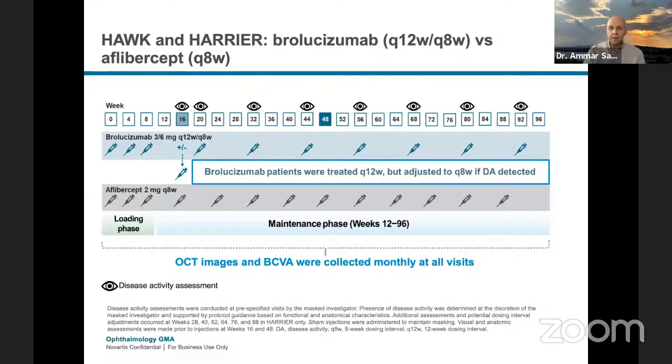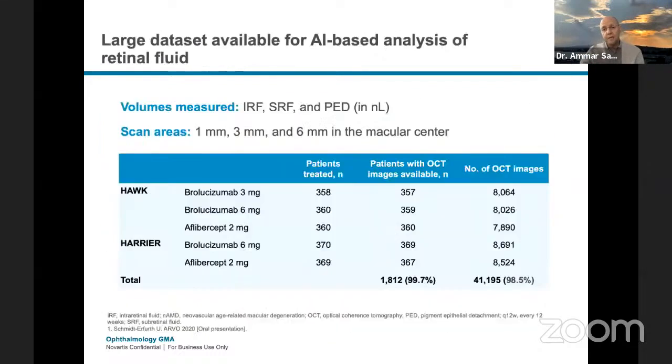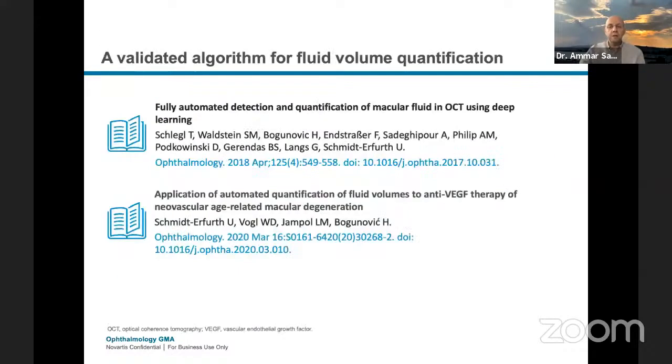So looking at Hawk and Harrier, as you remember, this is the treatment schedule. You have the initiation phase, which is the first 3 months, and then you have the maintenance phase. And every patient in this study, regardless of what they got, actually received an OCT image and best corrected visual acuity measurement on every visit. So that resulted in a huge amount of images that can be fed into the AI machines, and using specific algorithms, try to get some data in a very objective way without any bias to see about the variation of fluid and about what can we draw from this data.